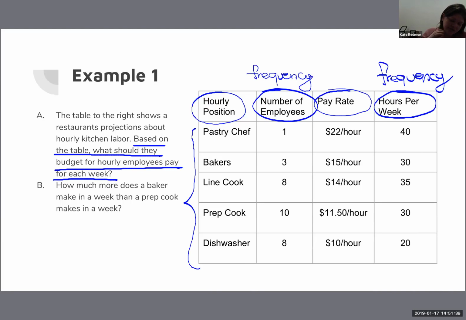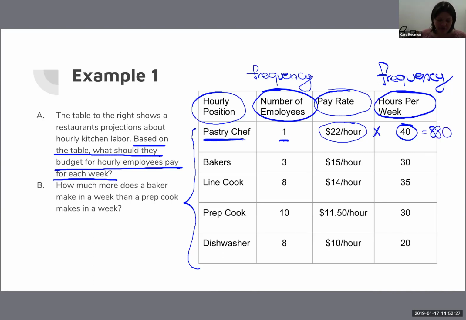So let's look at the pastry chef first of all. There's only one of him, so this should be easy. This gentleman makes $22 an hour and works 40 hours a week. How much money should I budget for the pastry chef? $22 times 40. Absolutely. Frequency is the number of times something happens. So Maricel is right. We could just take that $22 an hour and multiply by that frequency of working 40 hours a week, and 22 times 40 gives me $880 that I need to budget for that pastry chef.